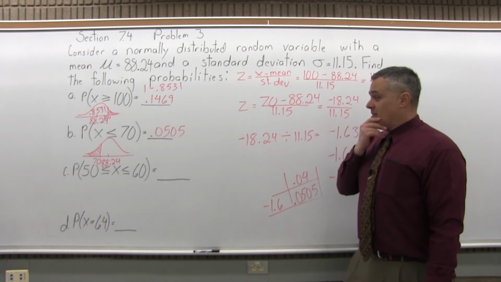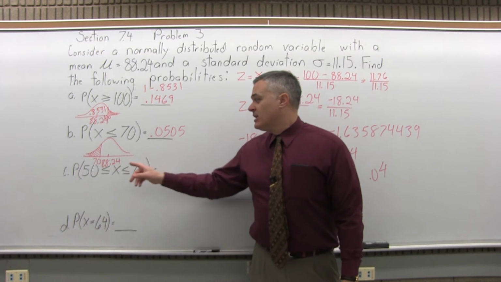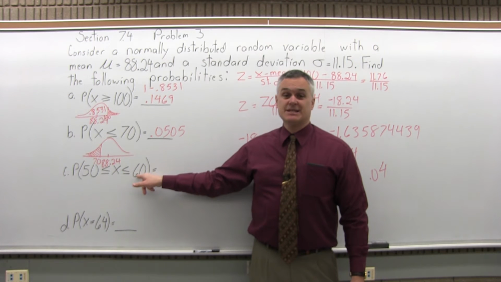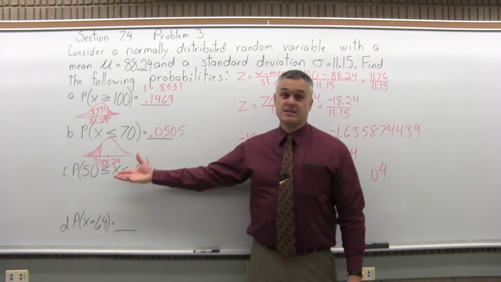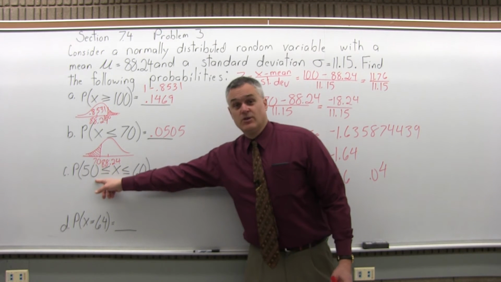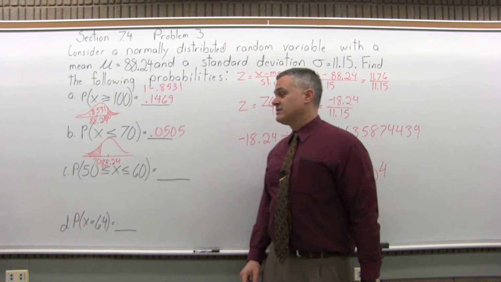Now, part C is an in-between. That's the most work. It's kind of like doing two problems at once. What's the probability that 50 is less than or equal to x is less than or equal to 60? So in other words, what's the probability that x is between 50 and 60? I have to find the z-score for 50, look that up. Find the z-score for 60, look that up. And subtract the two answers that I get.